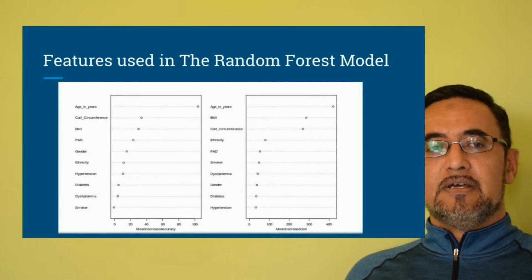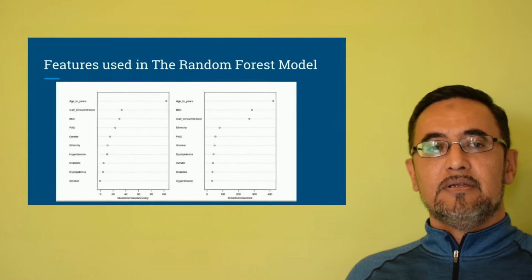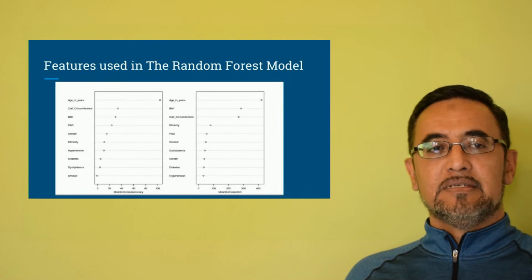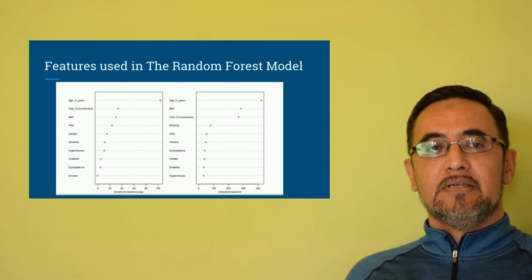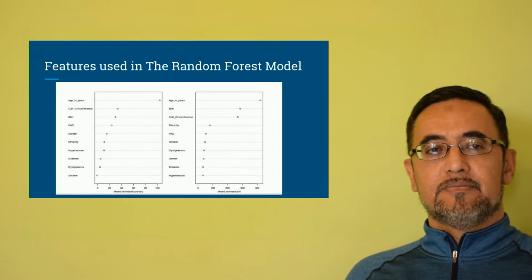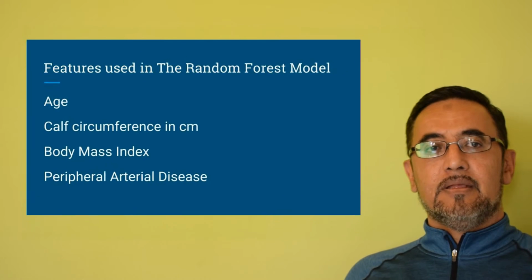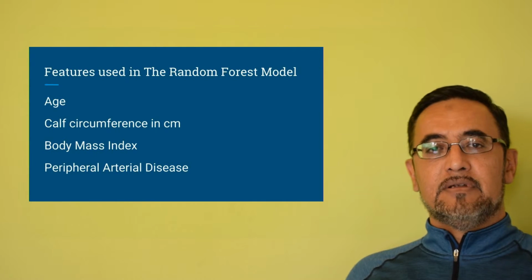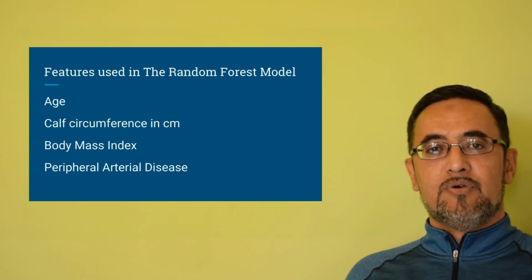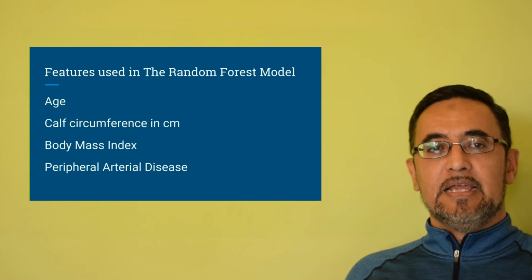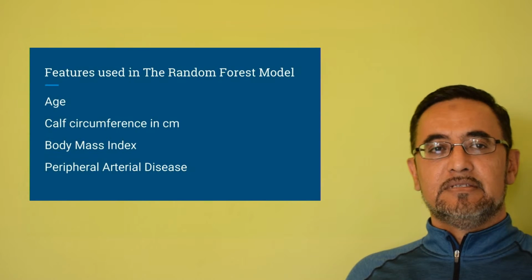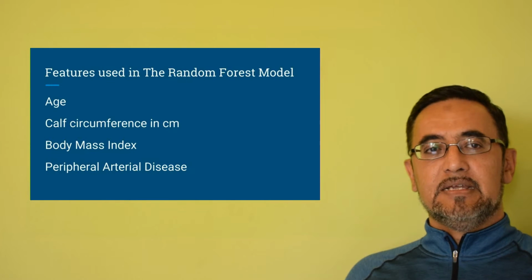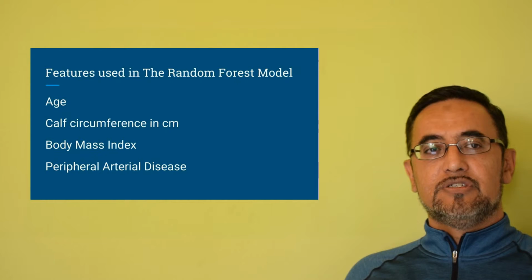The features used in our random forest model are shown here. Age in years, body mass index, calf circumference were the important predictors. In this random forest model, after reiterating and coming up with the smallest effective model, age, calf circumference in centimeters, body mass index, and peripheral arterial disease were important features.